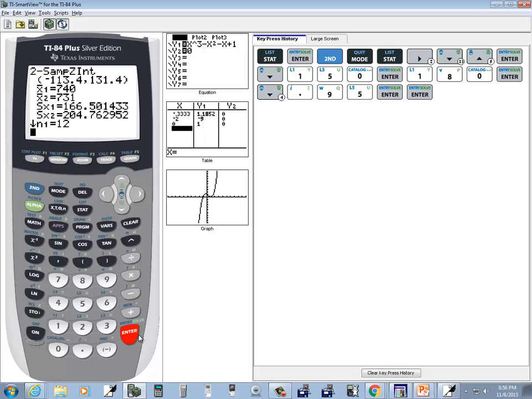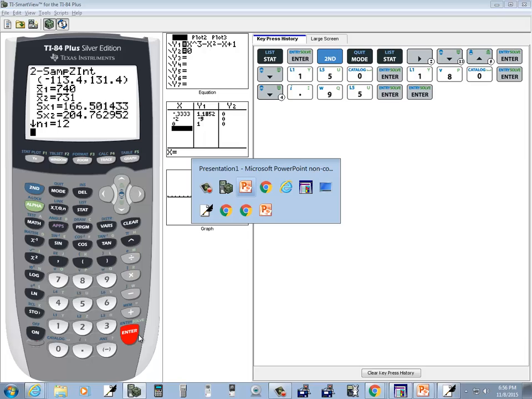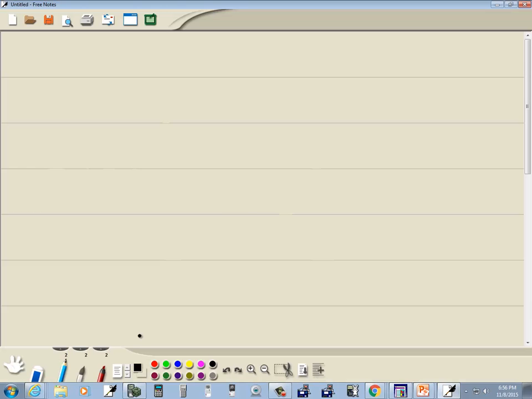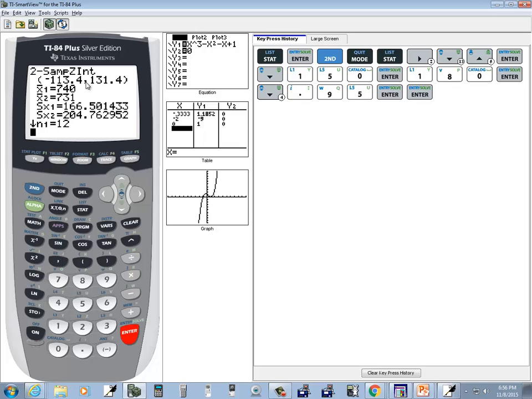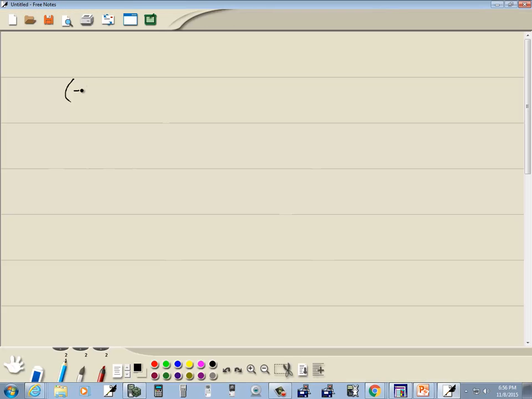And our answer, given with the different criteria, will be negative 113.4 and 131.4. And that would be our answer.